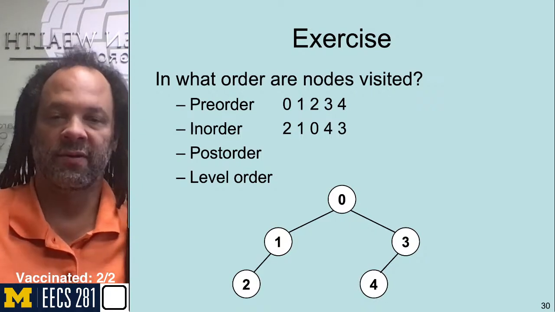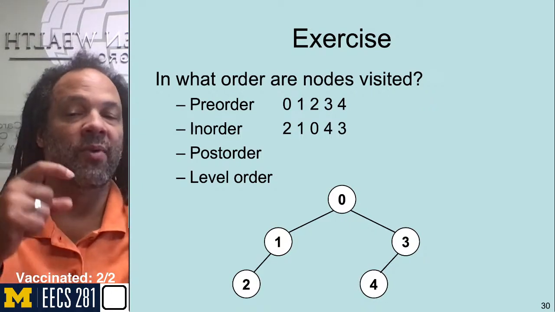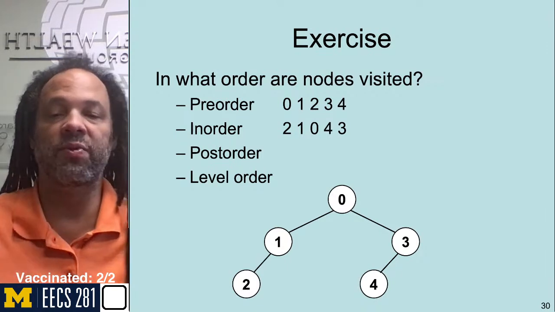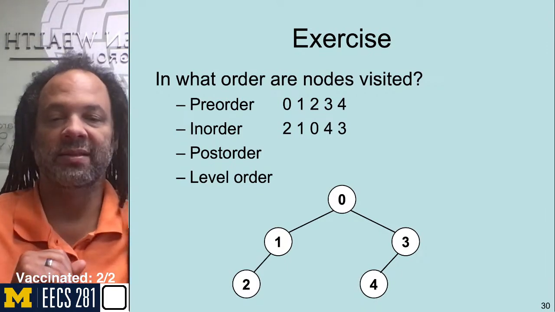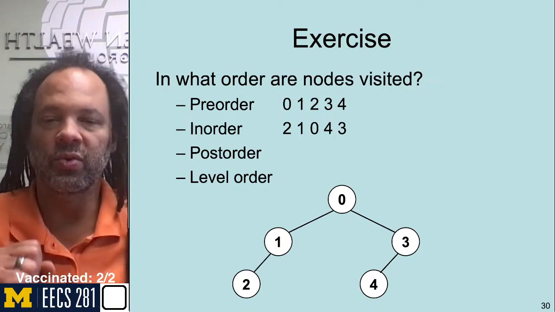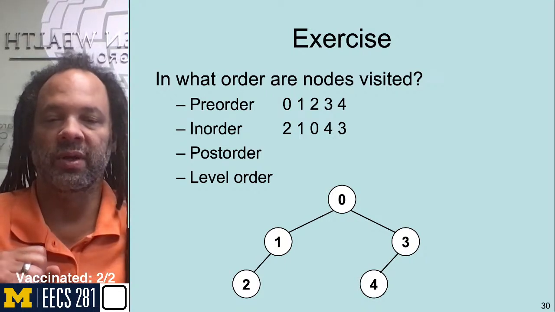How about the post-order traversal? The post-order traversal, before I can process 0, I have to recurse into both its left side and its right side. So I'll go left first. I can't process the 1. I have to process the 2 because the 2 has no children, right?